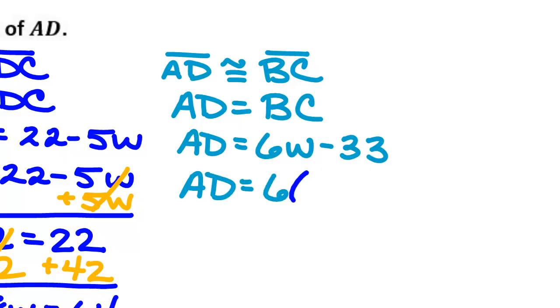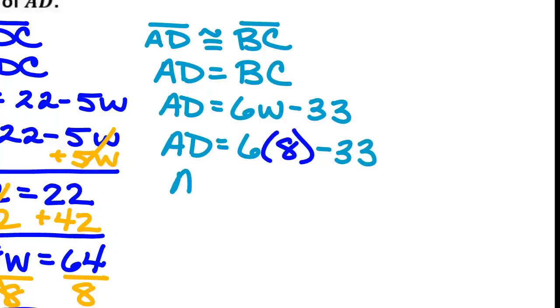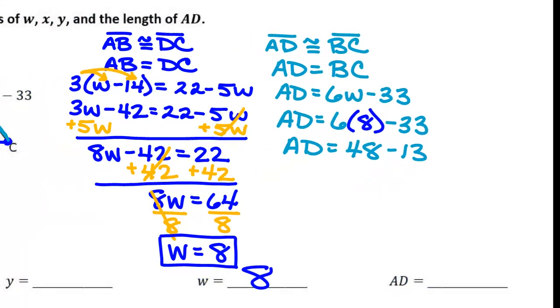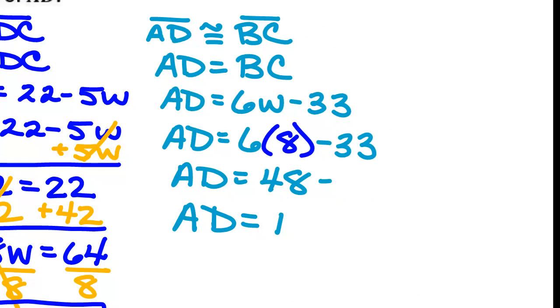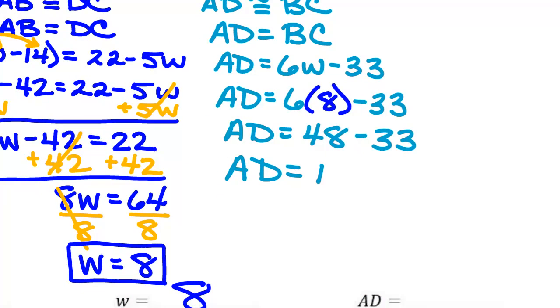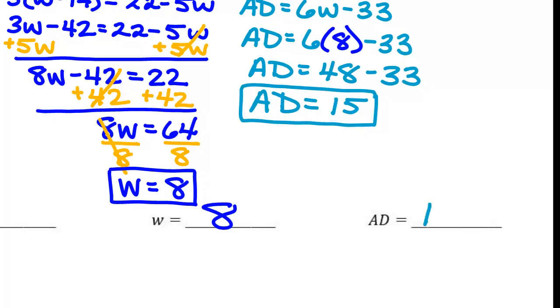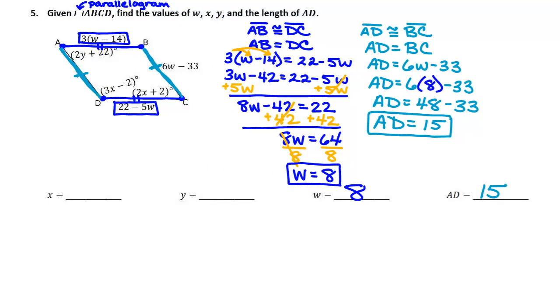So that means 6 times 8 minus 33. What is 6 times 8? 48. So AD is equal to 48 minus 13. What is 48 minus 13? 15. Sorry, not minus 13, minus 33. I wrote the wrong thing. 33. And we get 15. There we go. All right, we've got half of them. We need X and we need Y now.